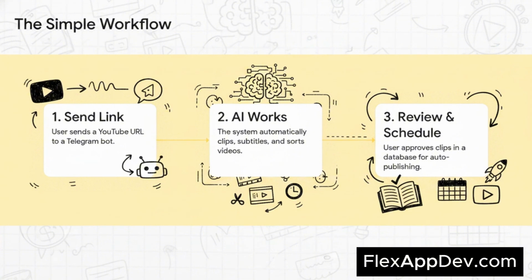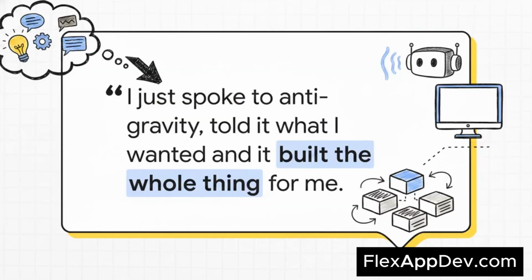You open up a database, check out the clips, approve the ones you like, and they get automatically scheduled for publishing. Simple, effortless. And here's the part that is just mind-blowing. The creator of this system, they didn't code it. They just described what they wanted to an AI, and the AI built the entire thing. This is a fundamental shift in how we create stuff.